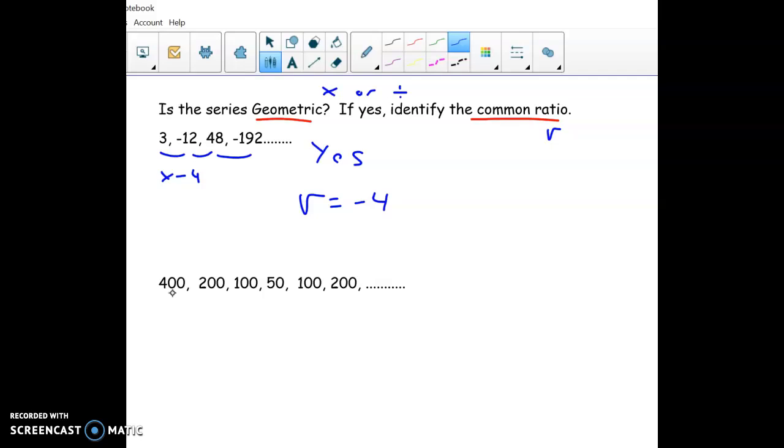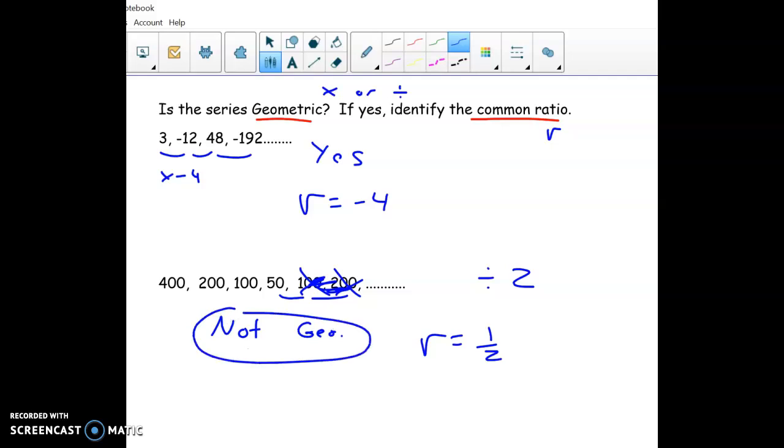All right, on the other one, we're kind of dividing by 2, but then we switch to timesing by 2. So this would be not geometric. If you got rid of all this stuff, it would be, right? I bring that up because the ratio here, even though it's dividing by 2, would technically be 1/2. So if the pattern had stopped there, it would be geometric with ratio of 1/2, but since it didn't, it's not geometric.